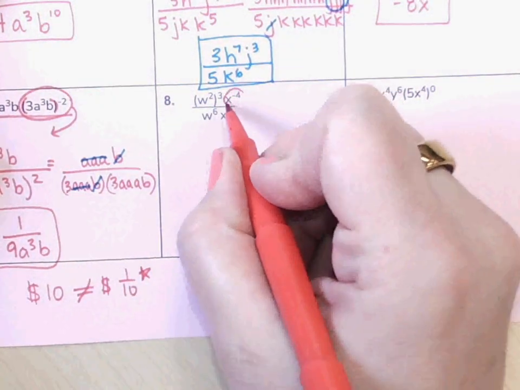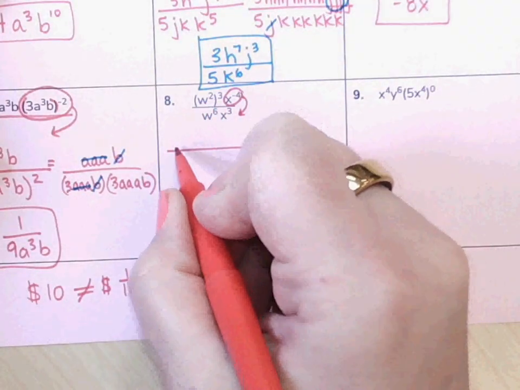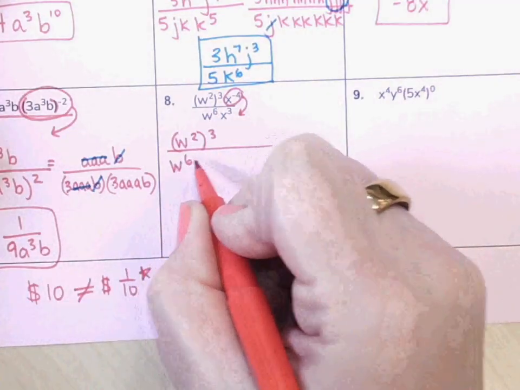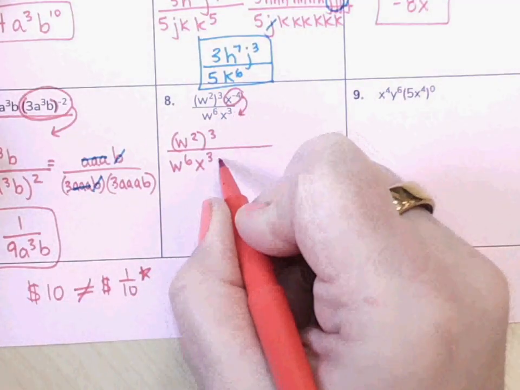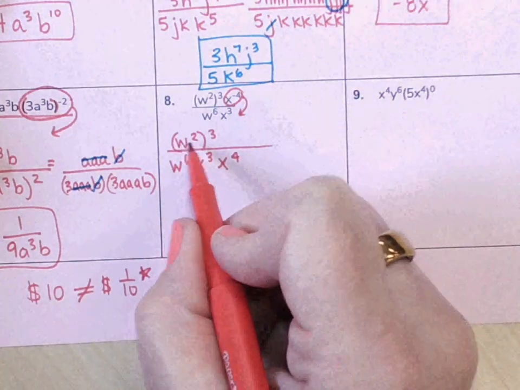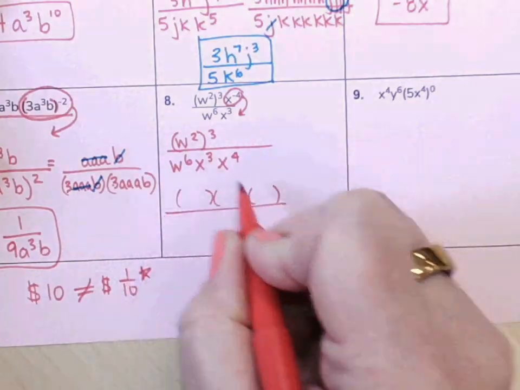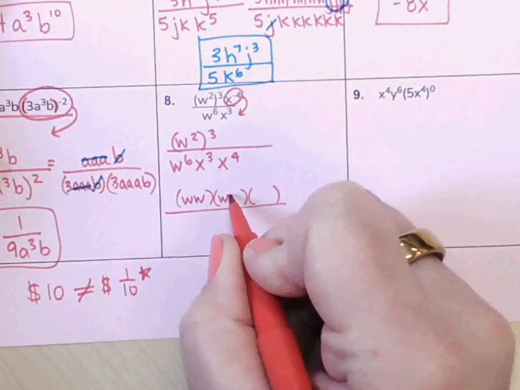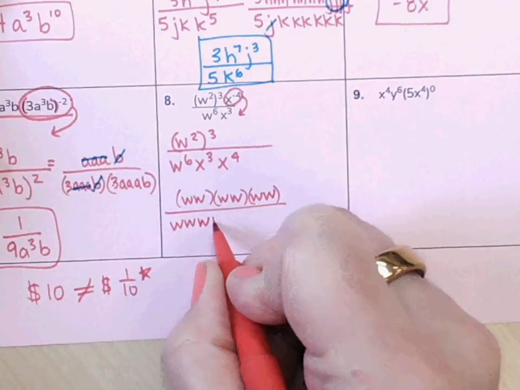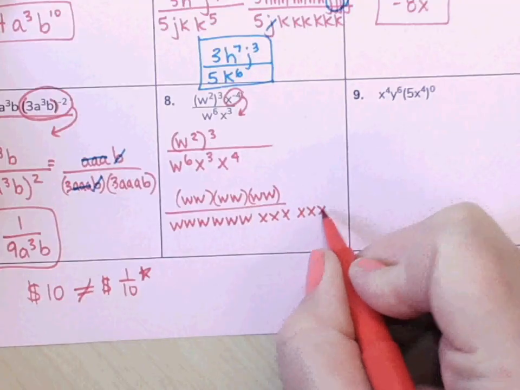Again, we have a negative exponent, so I'm going to take it and its base and move it to the opposite side. So on top, I still have w to the second to the third. On bottom is w to the 6, x to the third, and now x to the positive 4th power. And then I'm going to expand on top. I have 3 sets of w squared, so ww, ww, ww. And on bottom, 6 w's, 3 x's, and then 4 x's.